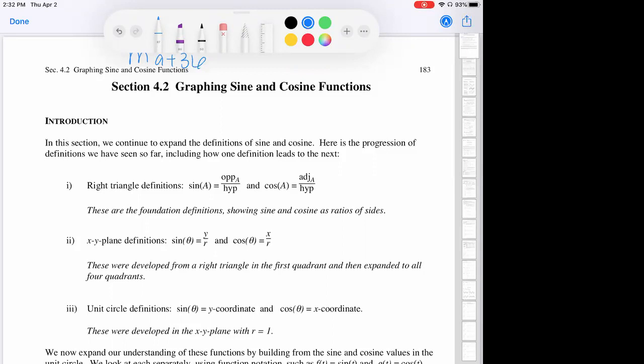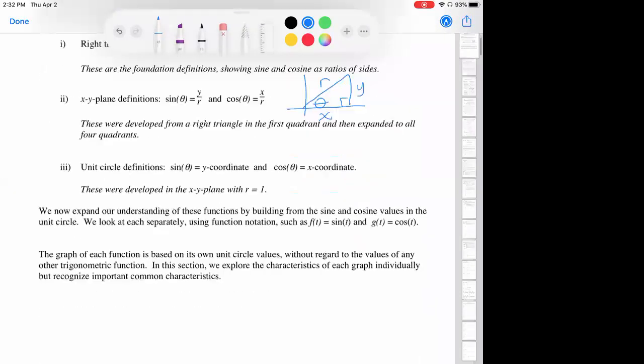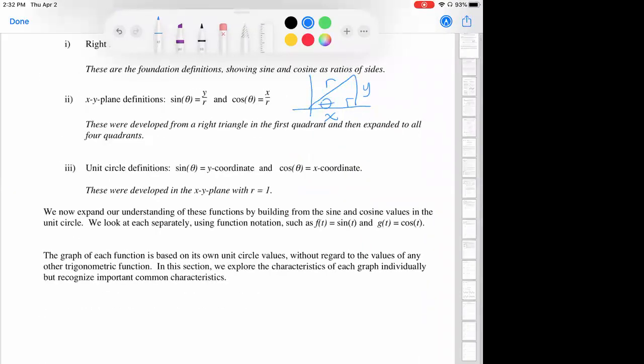In the xy plane, we saw how if we draw something in the first quadrant, we have our theta and our hypotenuse, and this would be our r. We have opposite, which is y, and adjacent, which is x. And we can come up with those same definitions. These were developed from a right triangle in the first quadrant and then expanded to all four quadrants.